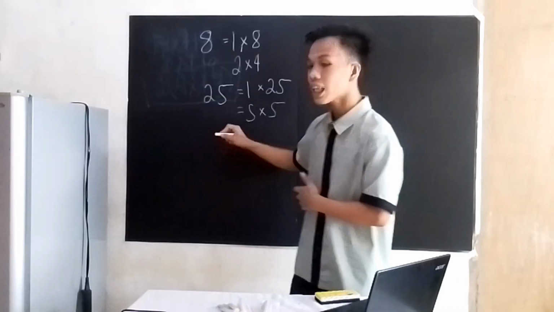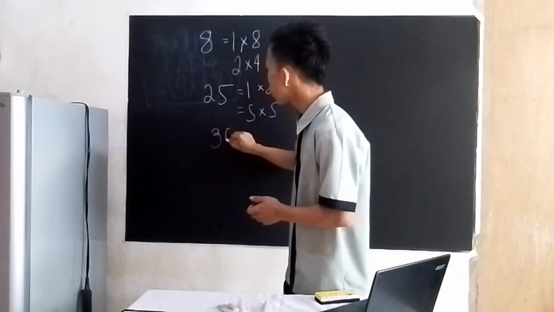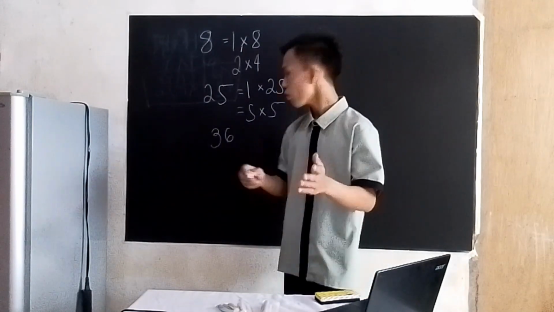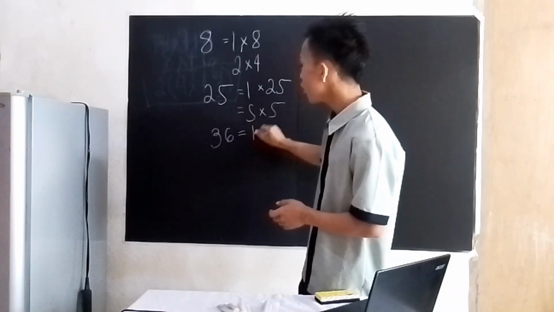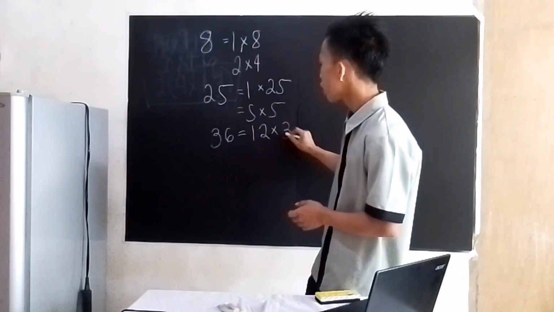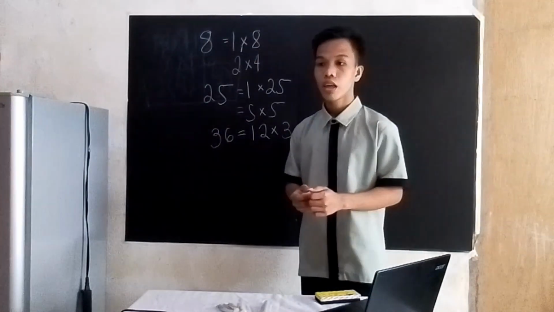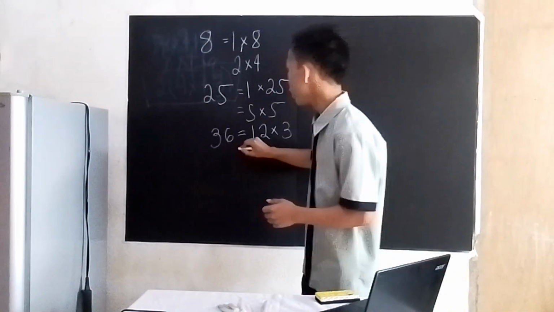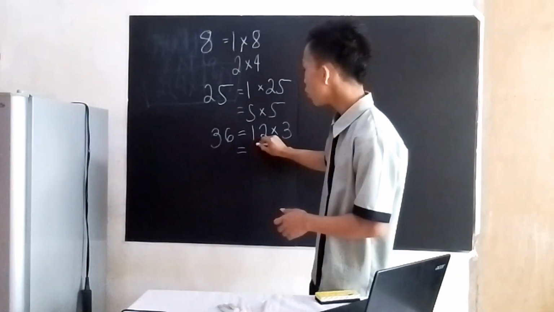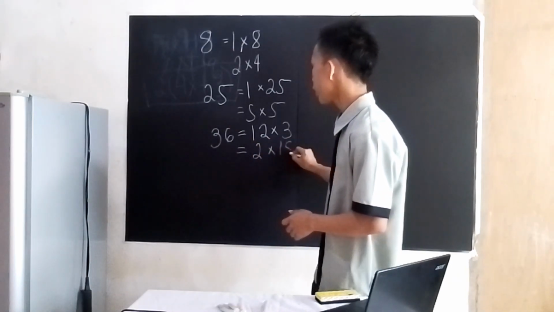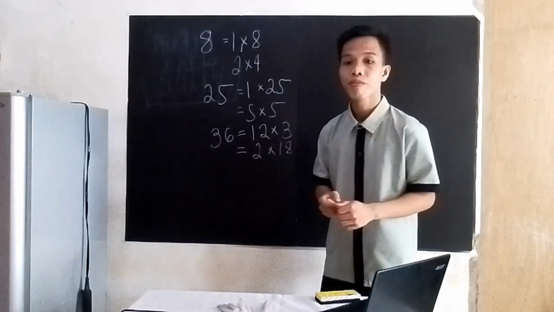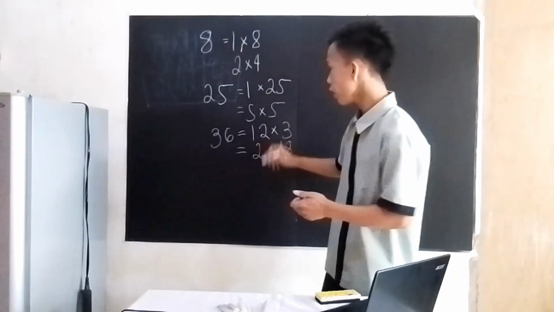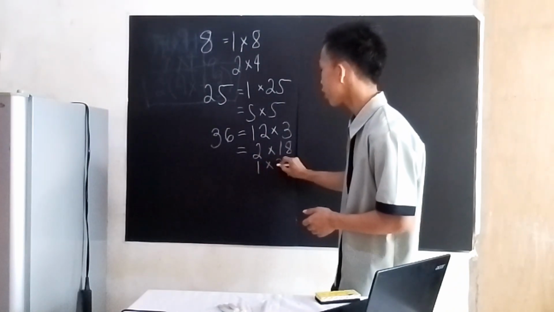Another example. Let's have 36. Yes, Marina? That's right. The first one is 12 times 3. Is there any other multiplicand and multiplier? That's right. It can be 2 and 18. Another. Yes, Alcantara. That's right. So 1 and 36.